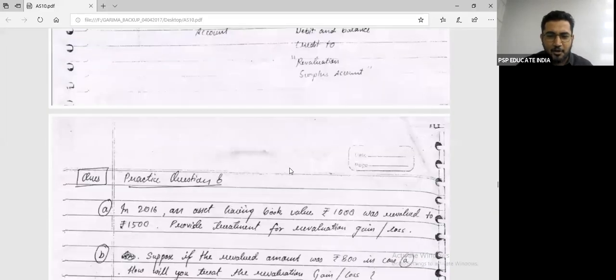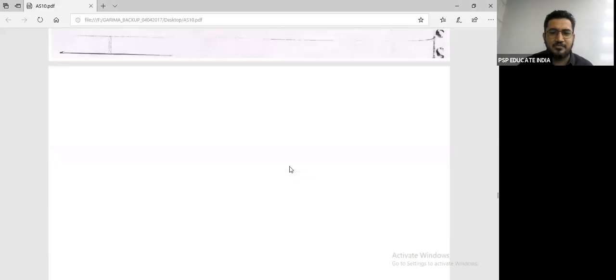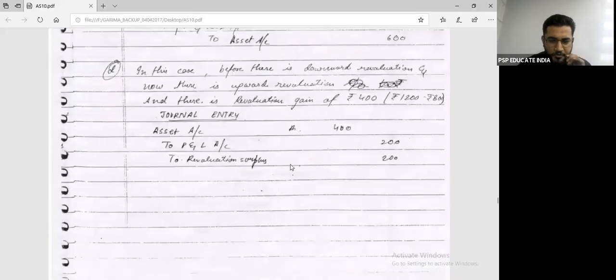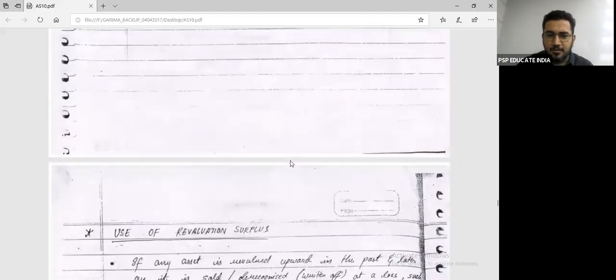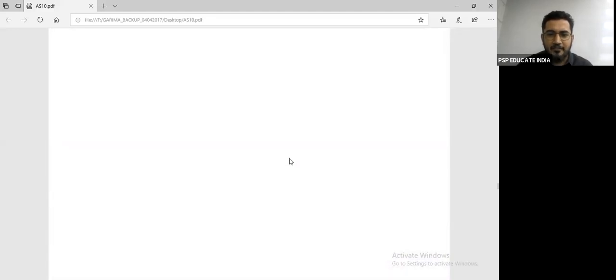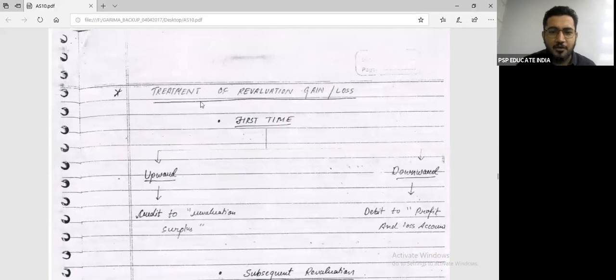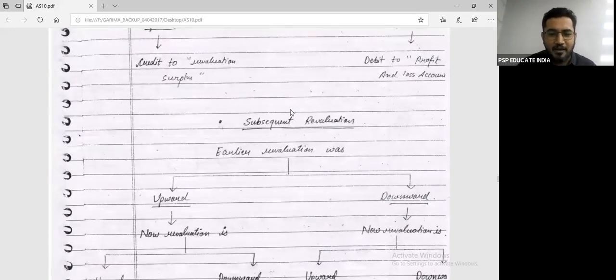We did this revaluation and we did these 4 questions as well. Right now, before we proceed, I'll quickly revise this part with you. Treatment of revaluation gain or loss. If revaluation is happening for the first time and it is upward revaluation, you will always credit to revaluation surplus account. If you are revaluing for the first time and it is downward revaluation, you will debit the profit and loss account. In case of subsequent revaluation, you will always look at the earlier revaluation.